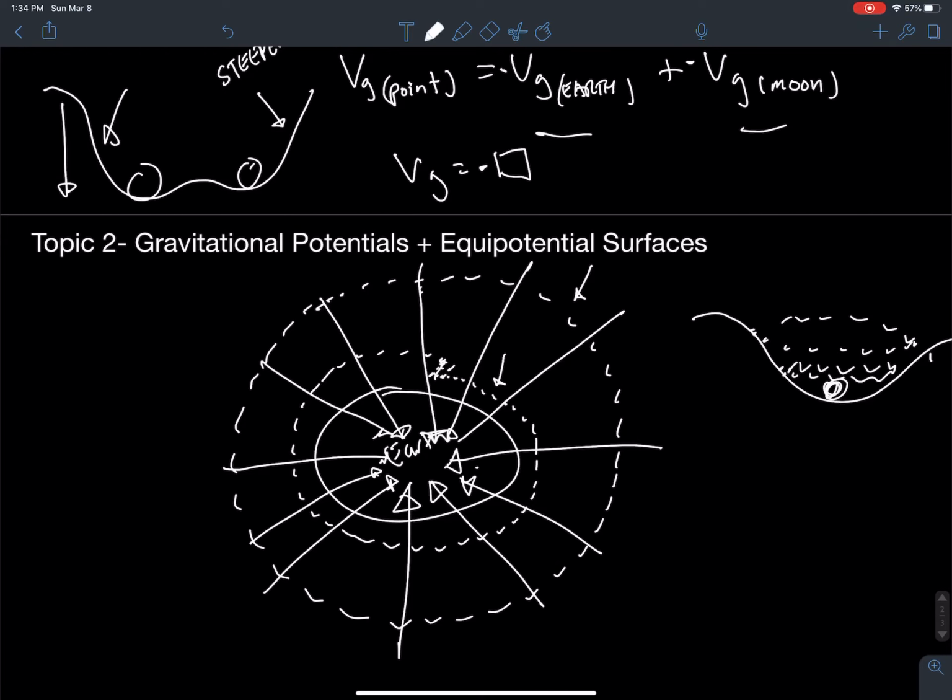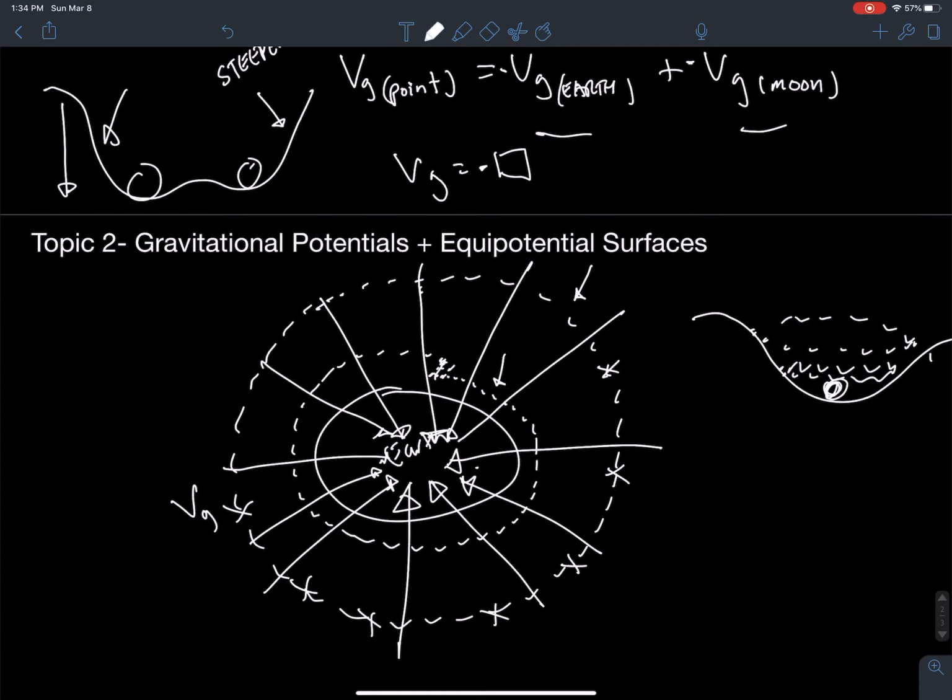So these concentric rings are called equipotential surfaces. That means that anywhere along that ring, I have the same gravitational potential. Okay, the same Vg anywhere along that ring. And as I change my radius, I'm going to change my gravitational potential.